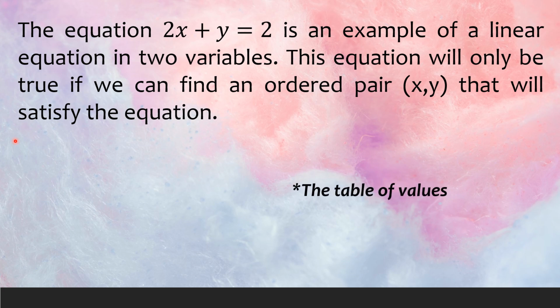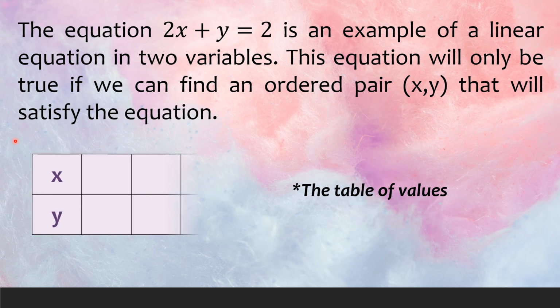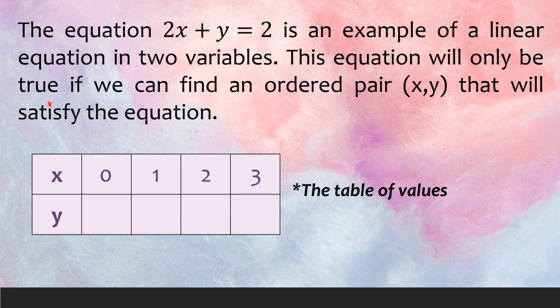So, for us to find the ordered pairs, we have to make the table of values. So, maglalagay tayo ng x sa taas and then y sa baba. Palagi dapat meron tayong values ng x. So, let us assume na meron tayong values of x na 0, 1, 2, and 3. And then next, paano natin hahanapin yung mga values ng y? This is by just substituting the values of x to the linear equation for us to find the value of y.